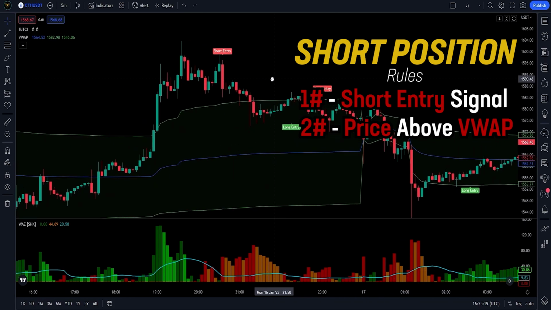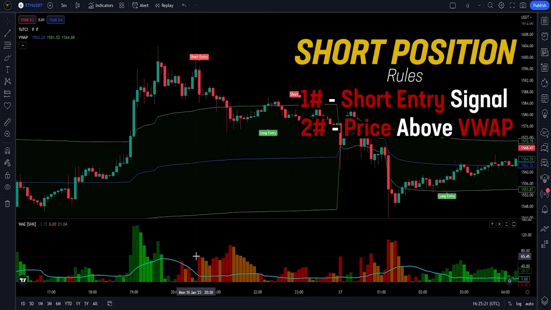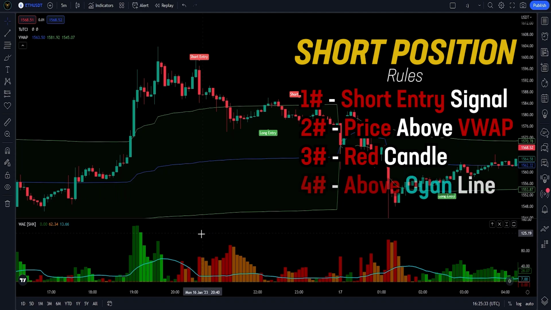Now, let's check our WADA adder explosion histogram for our third and fourth rule. Rule number 3, red candle and WADA adder explosion indicator. This is yet another confirmation that there are more people selling than actually buying. Our fourth and final rule is that the red colored candle is also above this explosion line. Yet another reverse rule, which is also sort of like an addition to our third rule.